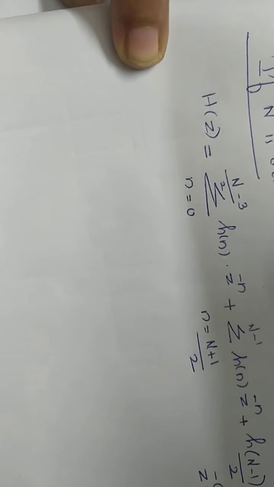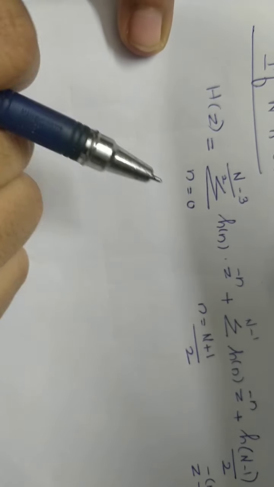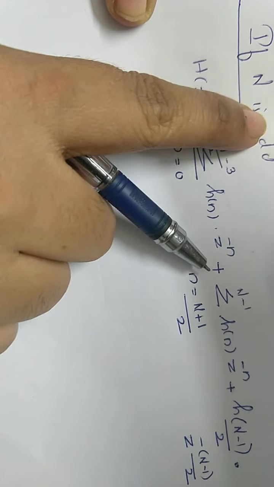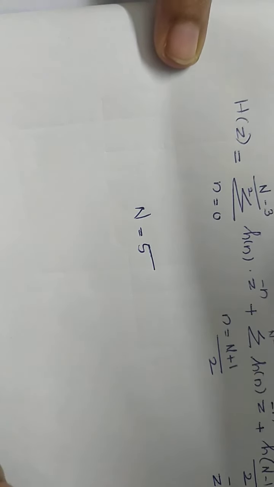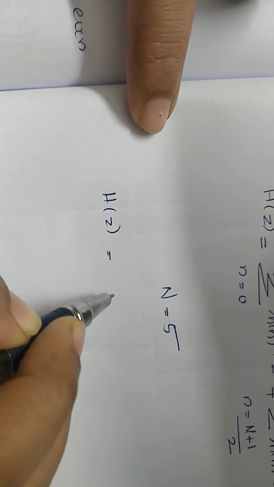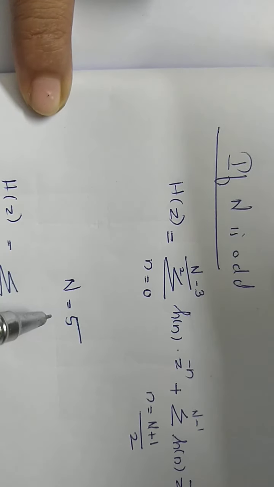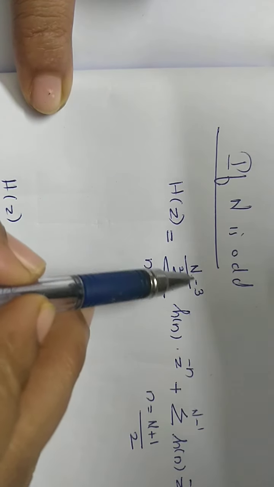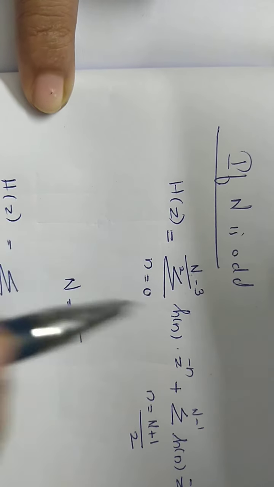This is actually a very lengthy equation, but if you are doing the problem, it seems to be a simple one. Okay, so this is the general equation when n is odd. Let's consider if n is 5. We can rewrite the equation as h of z equal to the sum from n is equal to 0 to (5 minus 3) by 2, that is 2 by 2, that is 1.